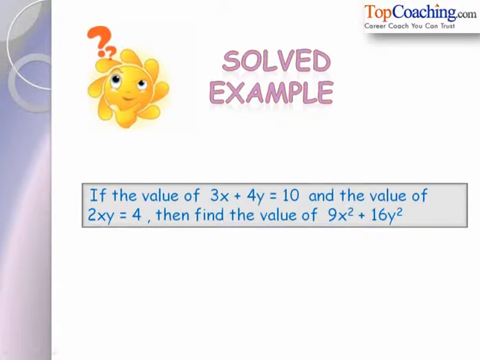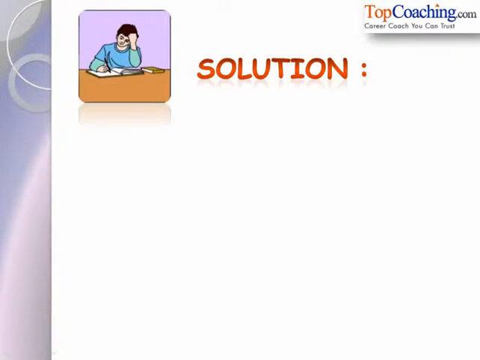Now using both these equations, we can find out the value of x and y and then substitute that value in this expression to get the final value of this expression. But here we are going to see how the identity helps us to very easily calculate the value of this expression. So given to us is 3x plus 4y equal to 10. Let us say that this is equation number 1 and the second equation is 2xy equal to 4. So these are the two equations that have been given to us.